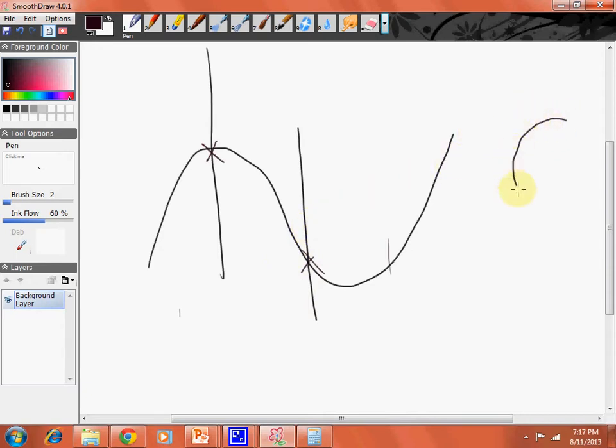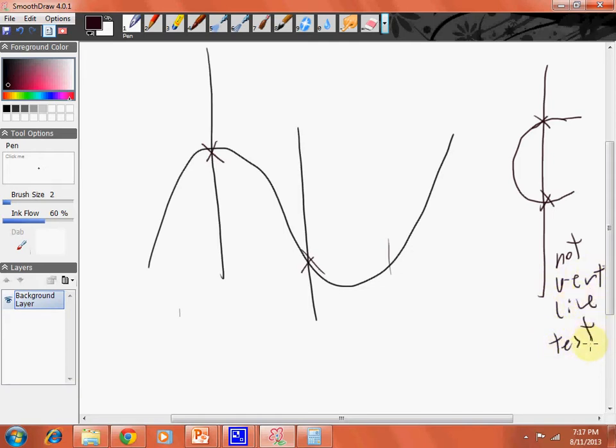If I would have hit it twice, then it wouldn't be a function. For example, if I made a sideways parabola and I made a vertical line, you can tell that I'm going to hit the graph here and here. That is not a function, because it fails the vertical line test.